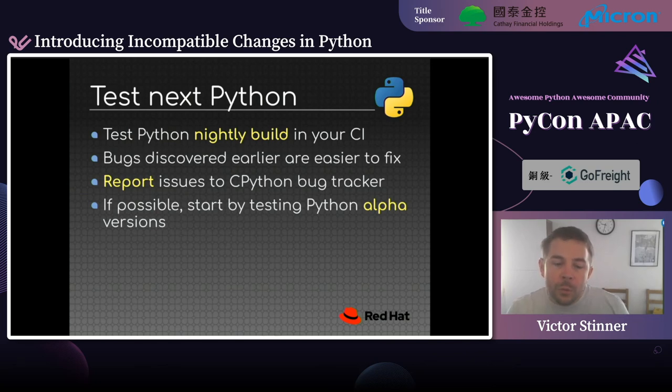And if you are able to run your test suite on the nightly build, you can discover issues early. You can report them to CPython, and if we get the information early, we can spend more time to design a better API, to better explain how to update the code, and maybe even help you to update your code. And if possible, even start at the very first alpha version of Python. So for example, next October, we will get Python 3.11. And at the same time, you will get the first alpha version of Python 3.12.